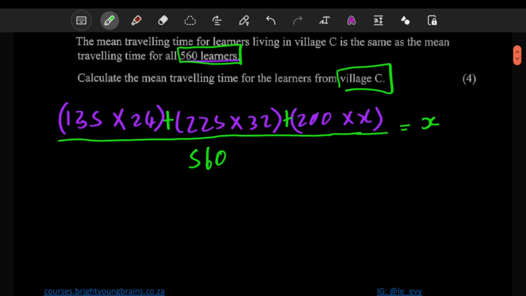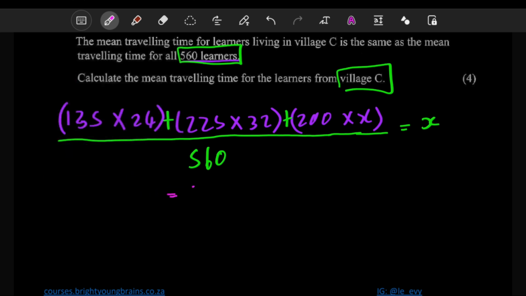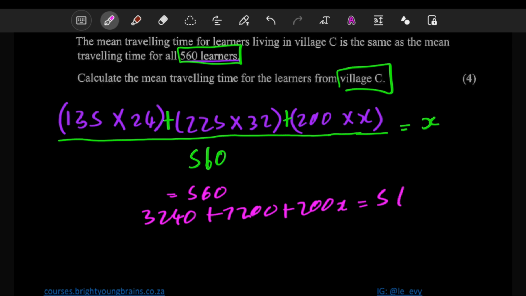Solving for x, we can multiply by 560 on both sides, so we have 560 on the left. You may want to put these two brackets in your calculator. The first one gives you 3,240, and the other one is 7,200. So it's 3,240 plus 7,200, and then 200x, equal to 560x.